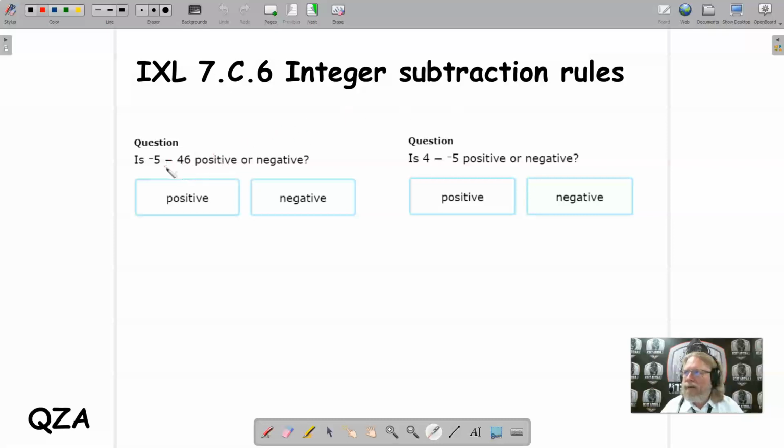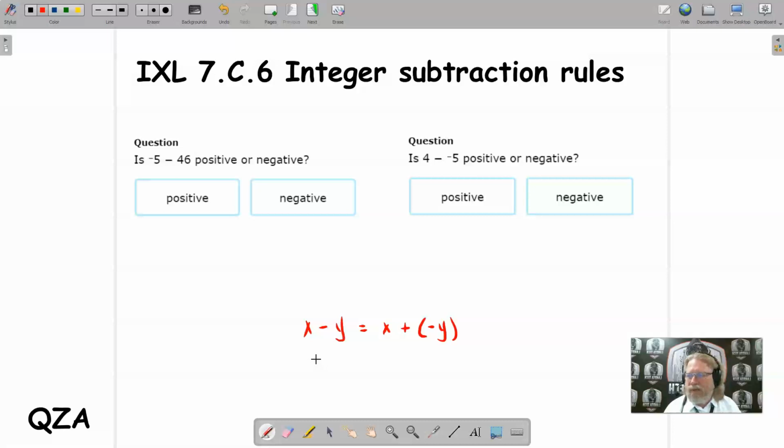Remember, integers are positive and negative non-decimal numbers, like -5 and 46 and 4. These are all integers, and we see the subtraction sign there, so we're good to go. Now, we learned something interesting in the textbook lesson, chapter 1, lesson 6. We can take any number x minus y, and we can rewrite it as x plus the opposite of y.